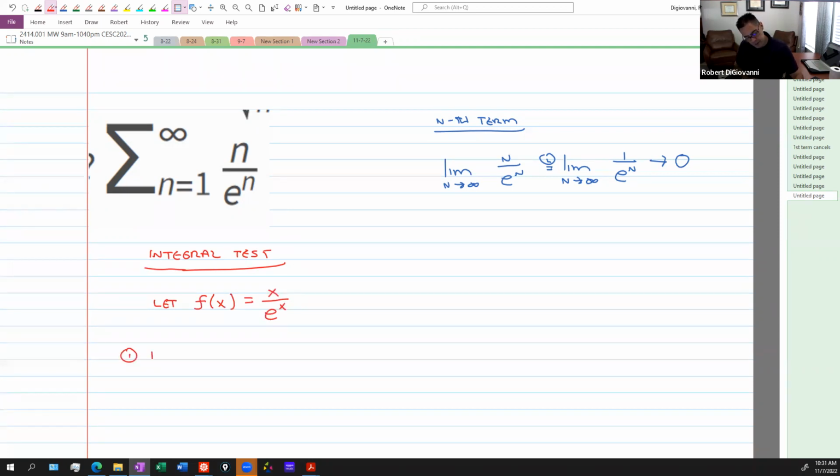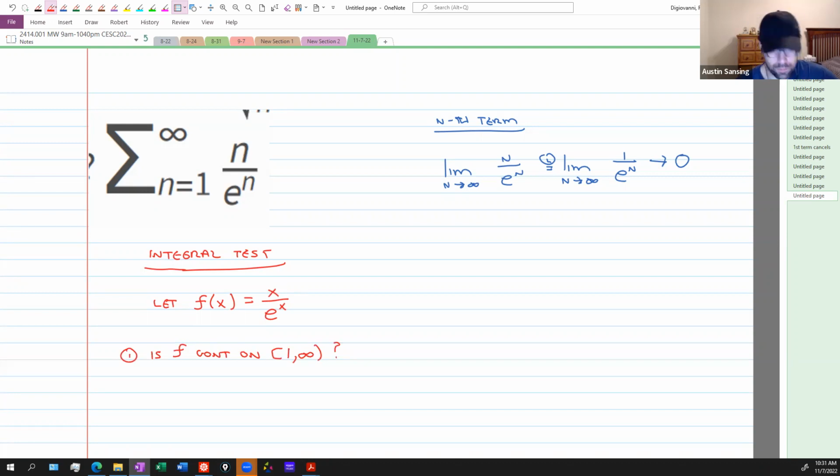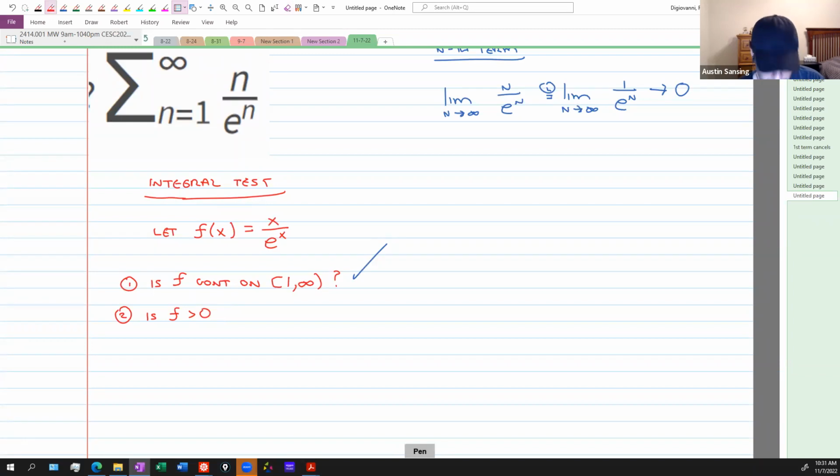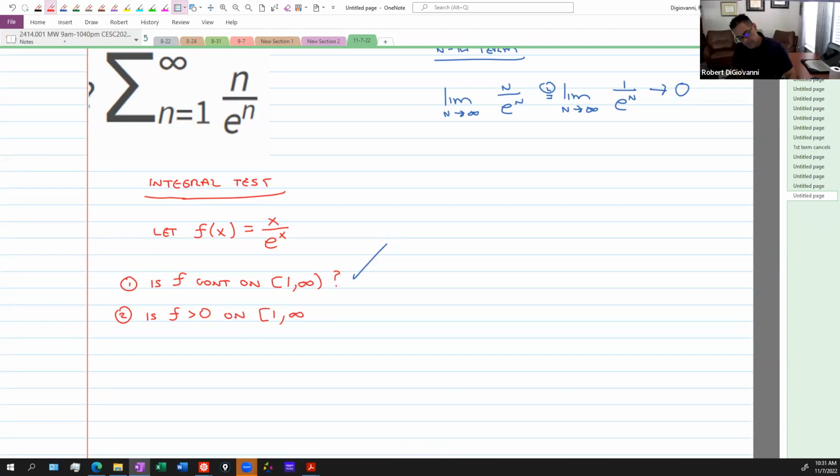First thing, is it continuous? So can you plug in any number between 1 and infinity? Can you plug any number into that? Yes. You don't have any issues, right? There's no division by 0 anywhere. So that's good, right? How about, is the function positive? Is the function always positive? Can you tell? Yes. As long as you're plugging in numbers from 1 to infinity, then your numerator is going to be positive. E to any power is positive. So that's trivially true.